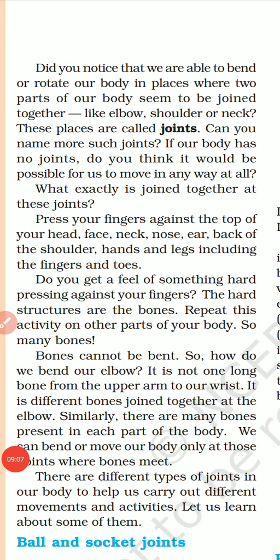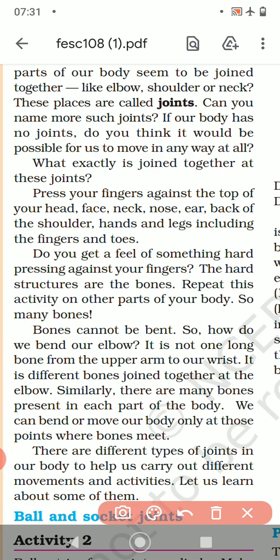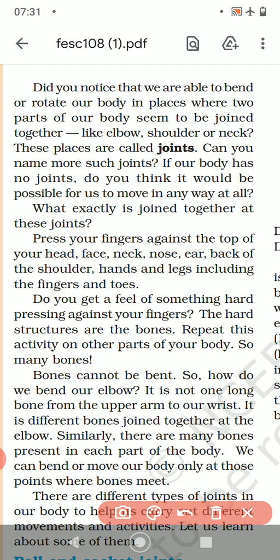Did you notice that we are able to bend or rotate our body in places where two parts of our body seem to be joined together? Here you have to underline. We are talking about the joints. We are able to bend or rotate our body in places where two parts of our body seem to be joined together, like elbow, shoulders and neck. These places are called joints. Can you name some more such joints?